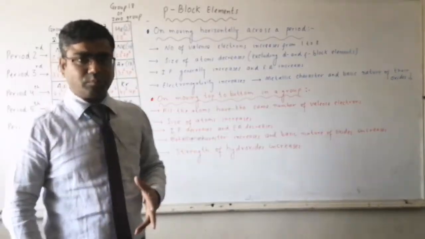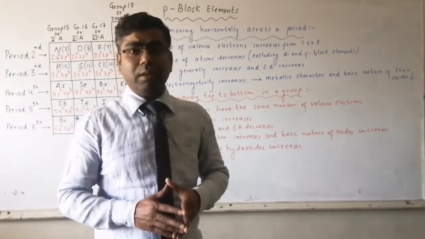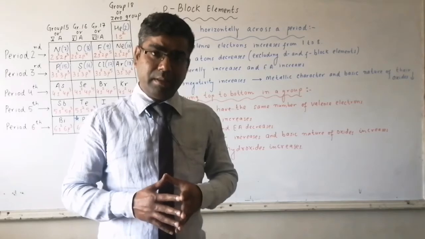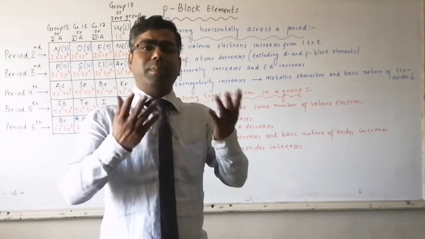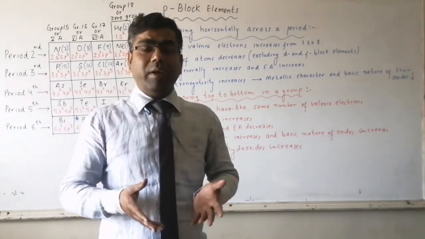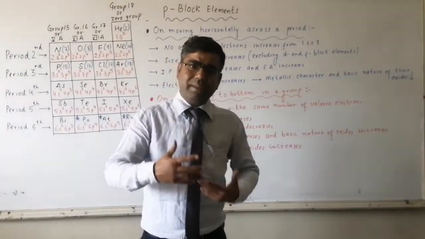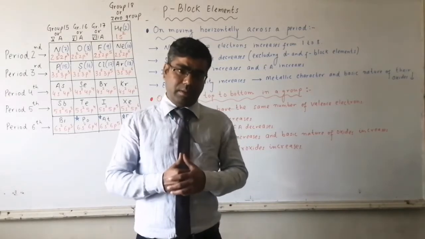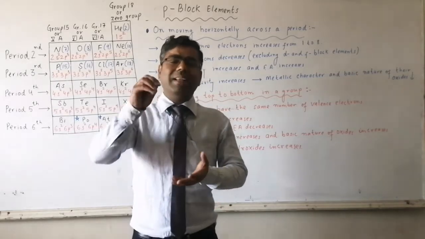Energy required to remove the electron from an isolated gas atom is called ionization potential or ionization energy. The value of IP increases, it means more energy will be required when we are moving from left to right. The reason is very simple. As atomic size decreases, the valence electron comes closer to the nucleus. There is more force of attraction over the valence electron.